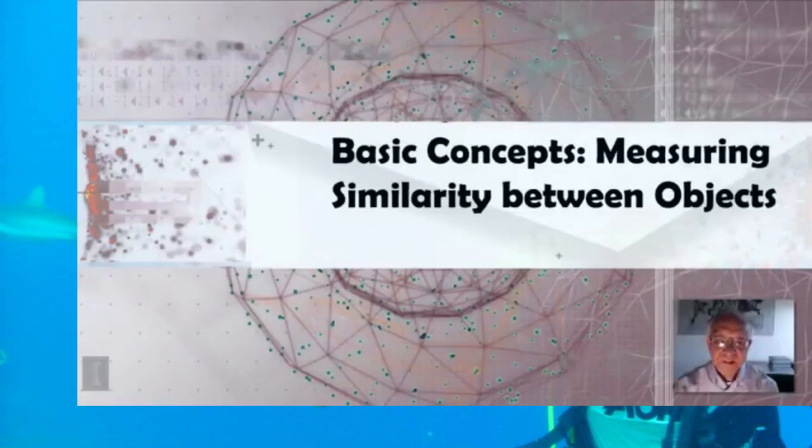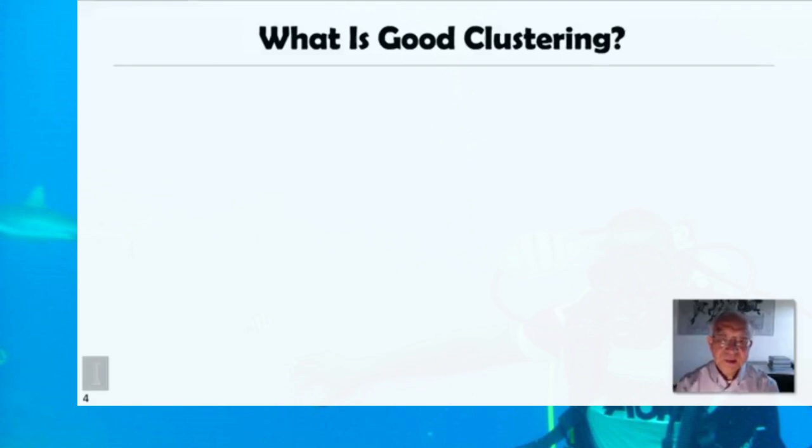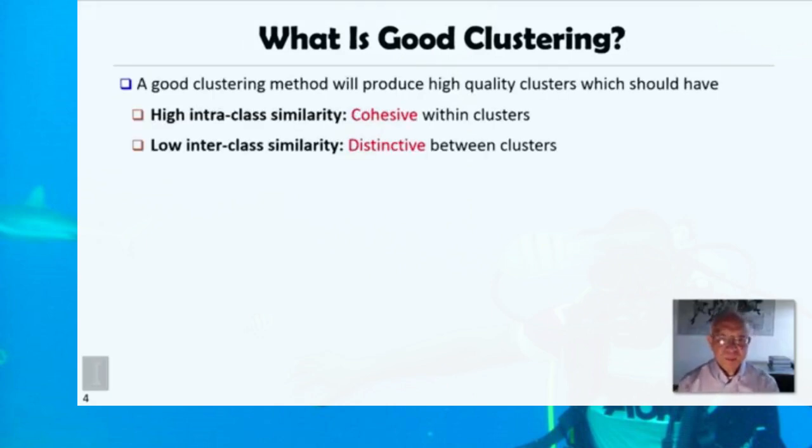Basic concepts, meaning how to measure similarity between objects. Since clustering is an unsupervised learning process, we do not have predefined labels to judge whether it's right or wrong. So how can we judge that a clustering process is good? That means whether it will produce high-quality clusters. Usually we give two measures, one called high intra-class similarity, the other called low inter-class similarity.